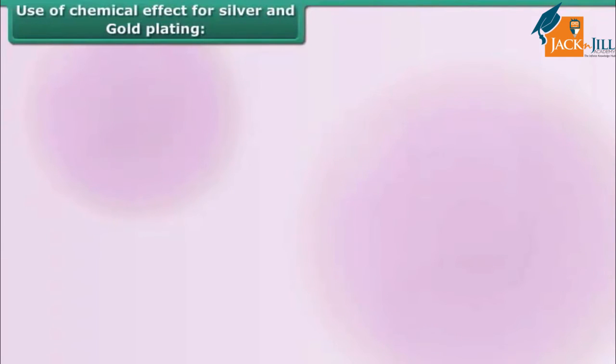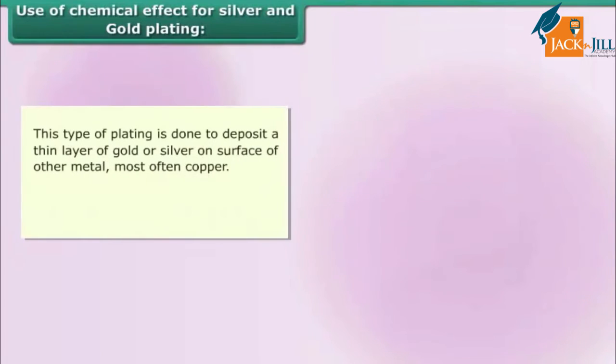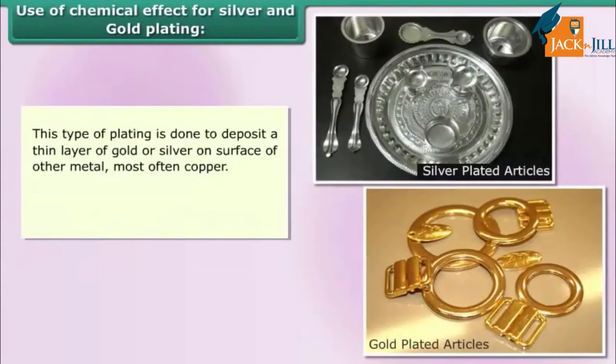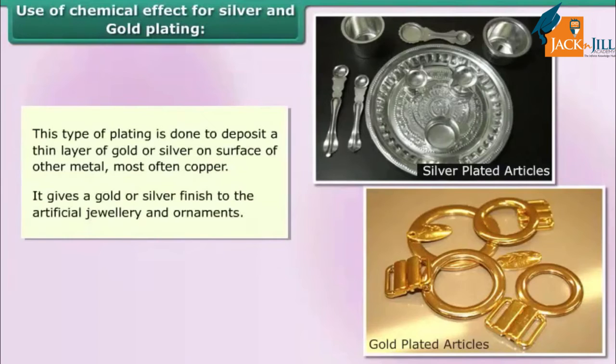Use of chemical effect for silver and gold plating. This type of plating is done to deposit a thin layer of gold or silver on the surface of another metal, most often copper. It gives a gold or silver finish to artificial jewelry and ornaments. Silver-plated articles. Gold-plated articles. Did you know?